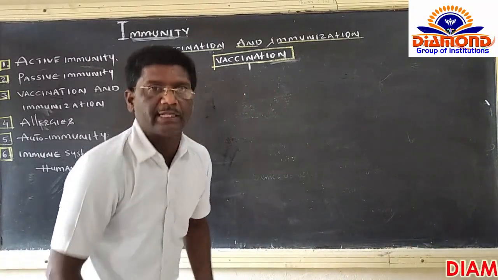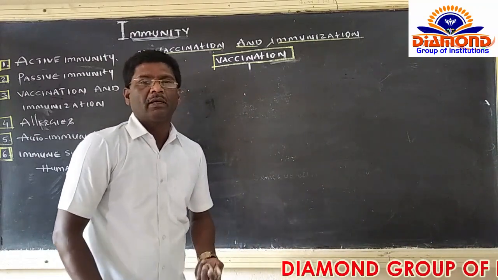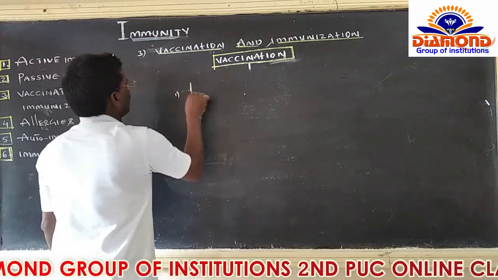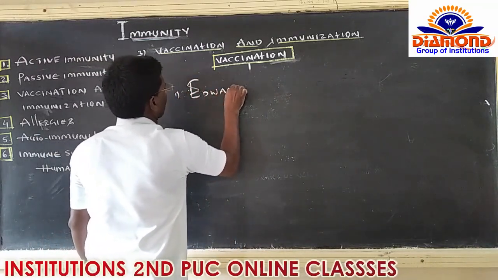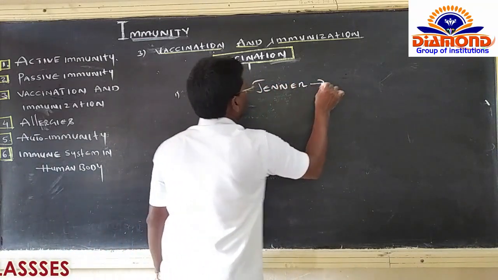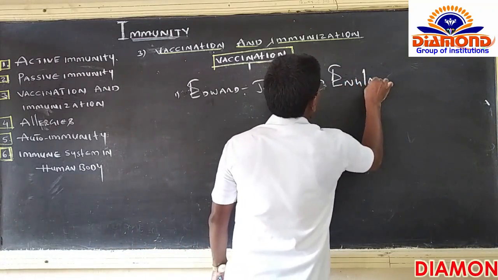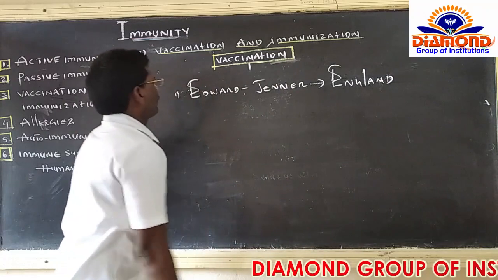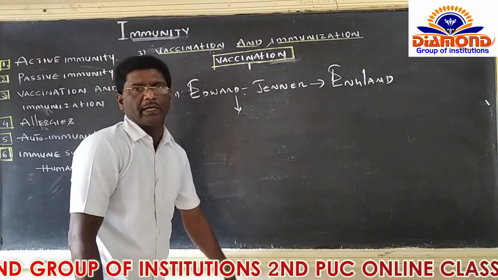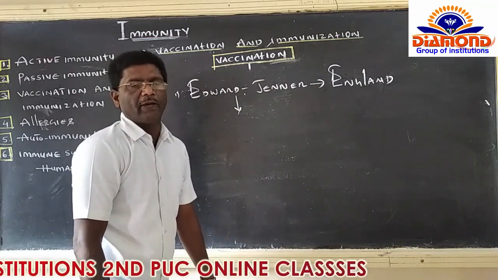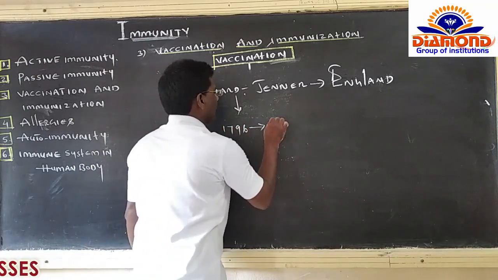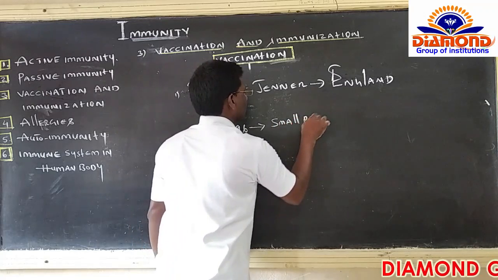If we are talking about vaccination, everybody is going to remember one scientist's name. That scientist's name is number 1, Edward Jenner, who belongs to England. What is the great contribution of Edward Jenner to biology? He contributed a lot through his research, and finally he found out, in the year 1796, the smallpox vaccine.